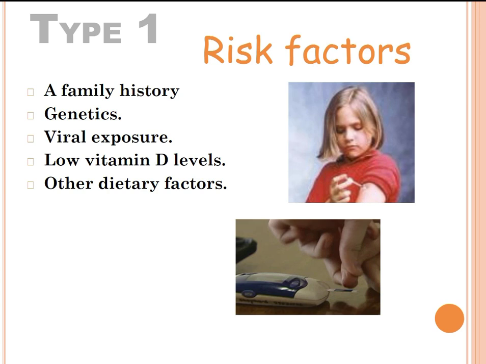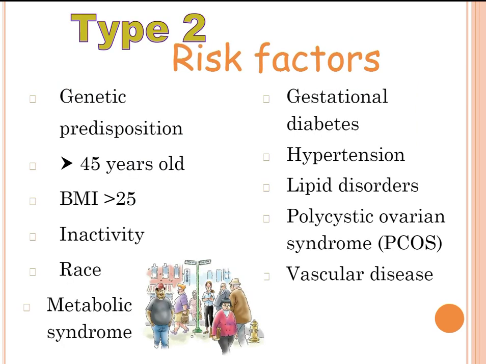or cures. Type 2 diabetes has several risk factors, including genetic predisposition, age, obesity, inactivity, race or ethnicity, history of gestational diabetes, hypertension, lipid disorders, polycystic ovarian syndrome, vascular disease, and metabolic syndrome. Metabolic syndrome is a particularly prevalent predictor of developing type 2 diabetes and will be discussed in the next few slides. Type 2 diabetes is more prevalent in African Americans, Asian Americans, Hispanics, Native Hawaiians, and Pacific Islanders, and Native Americans.